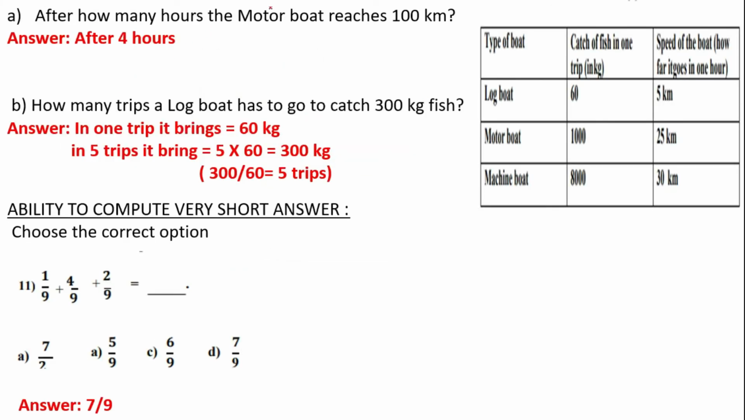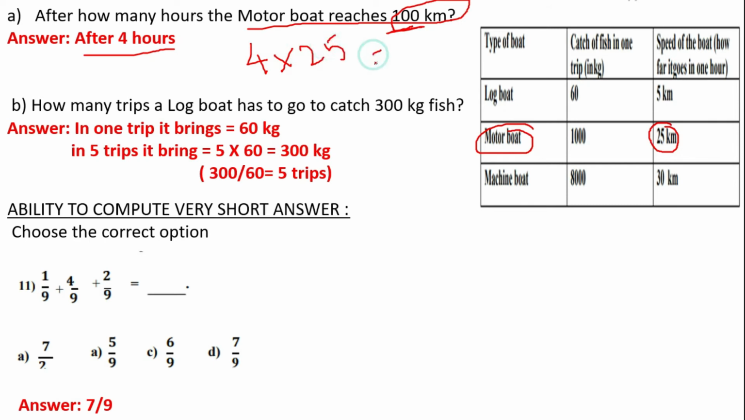After how many hours does the motor boat reach 100 km? You see motor boat, 1 hour it reaches 25 km. So to reach 100 km, how many hours will it take? 4 hours. 4 into 25 is 100. So to reach 100 km, the motorboat will take 4 hours.